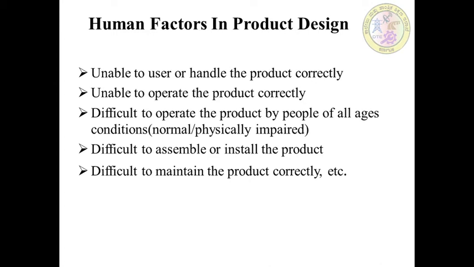The reasons may be the following. It may be difficult for the user to handle the product correctly, or to operate the product correctly. It may be difficult for people of all ages and conditions, sometimes normally and physically impaired, to operate the product. Point number 4 is that it is difficult to assemble or install the product. And it is difficult to maintain the product correctly. These are all very important.